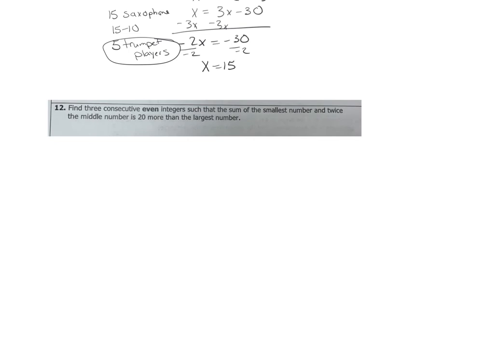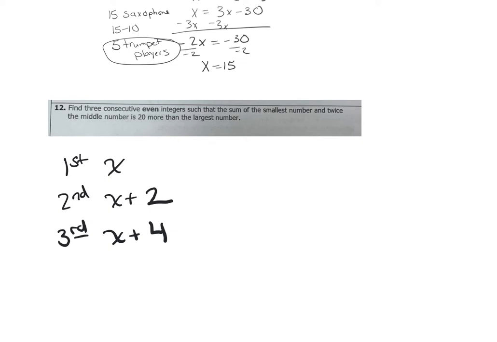Okay, this is question 12 on homework 8. Find 3 consecutive even integers such that the sum of the smallest number and twice the middle number is 20 more than the largest number. Okay, so if we have consecutive even integers, we would have x, right? The second would be x plus 2 because they're even. And the third is x plus 4. That's from your notes, right? We went over how to do that.